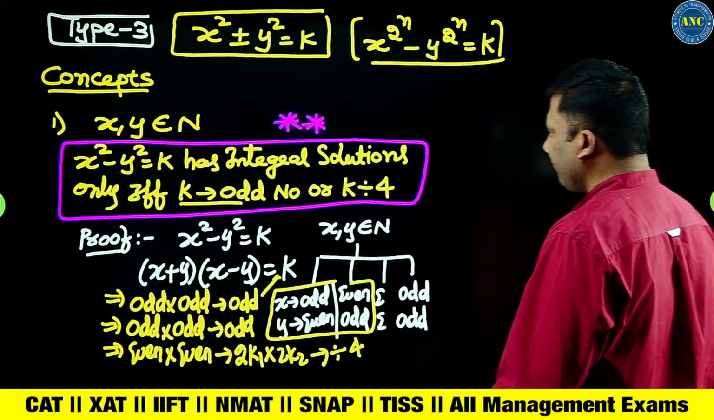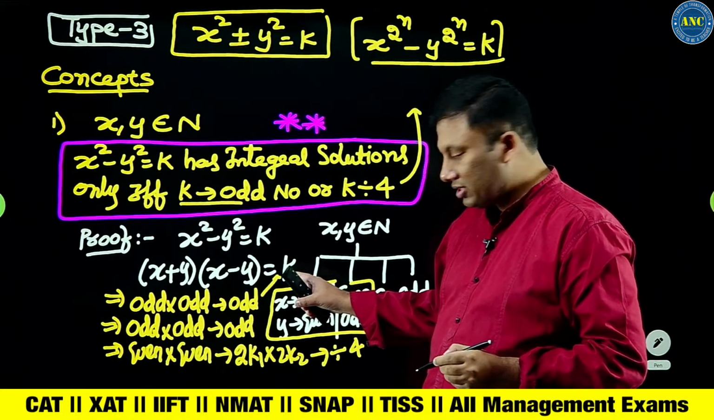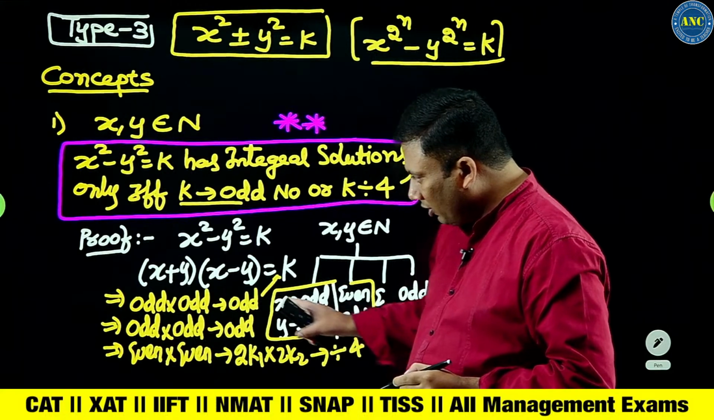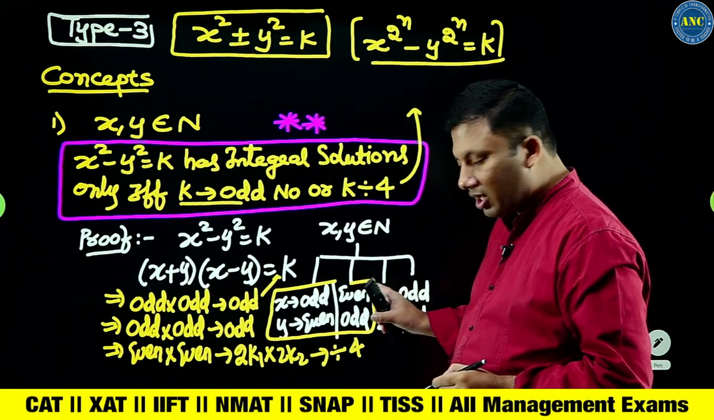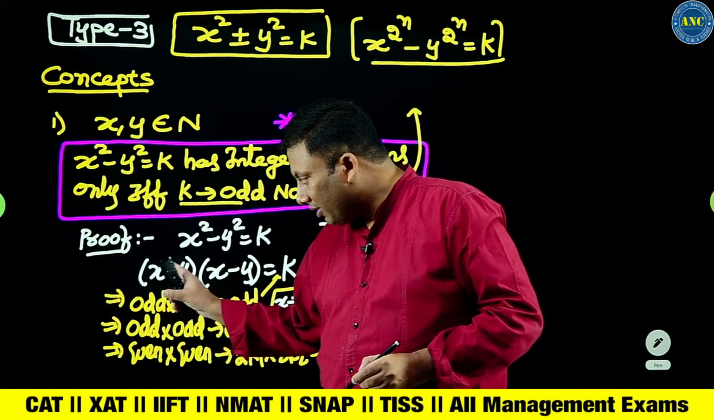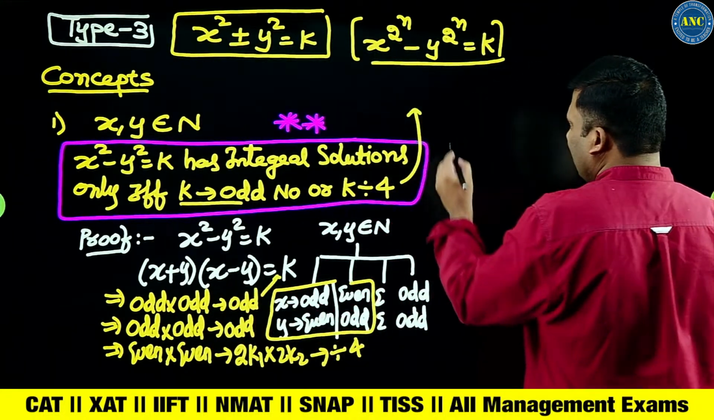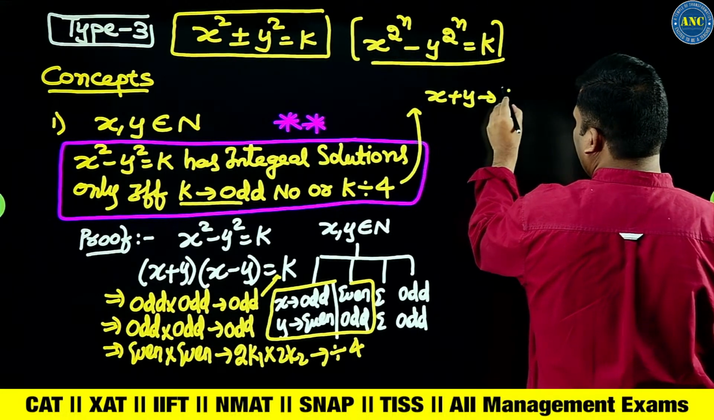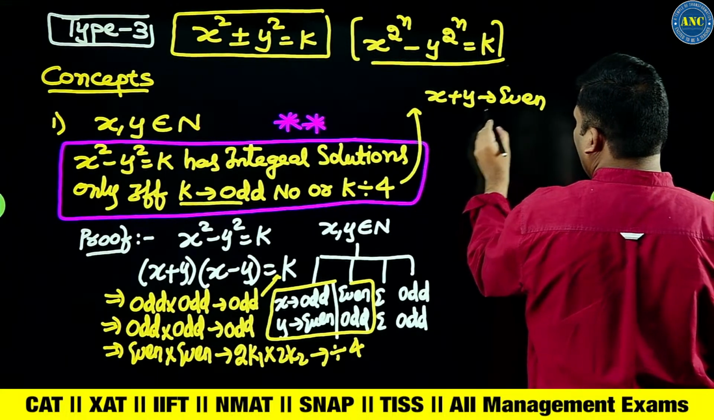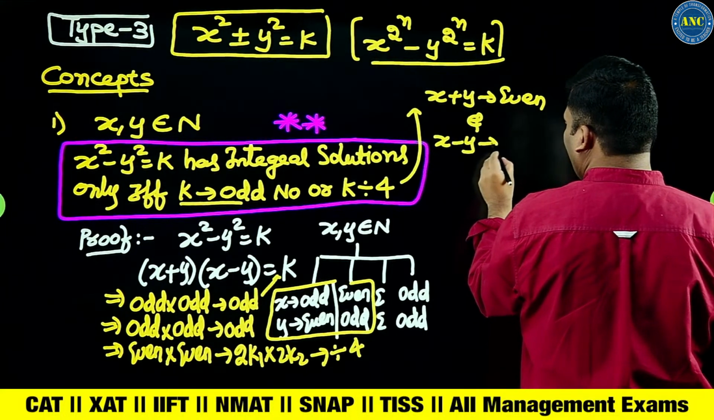Now, when k is divisible by 4, when will the right hand side be divisible by 4? When both are even or both are odd. When both are even, even plus even is even, even minus even is even. When will it be even? When x plus y is an even number and x minus y is an even number. Are you all with me?